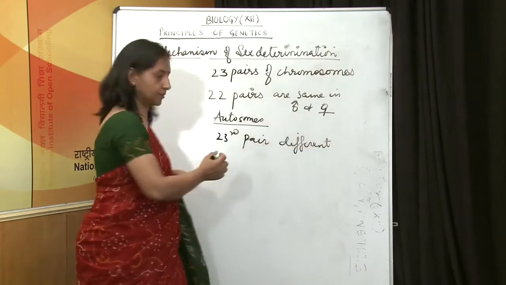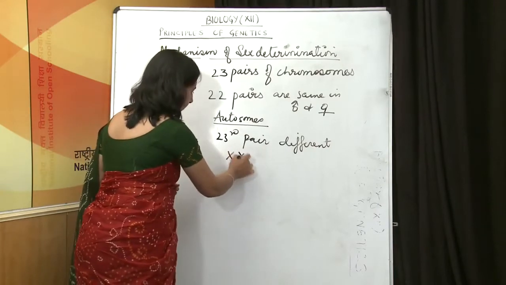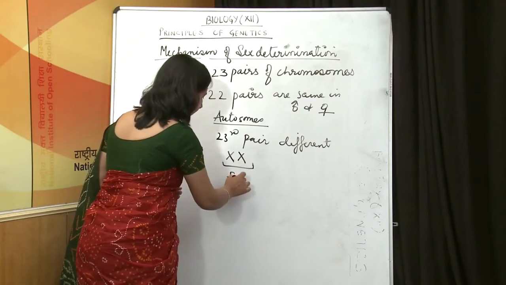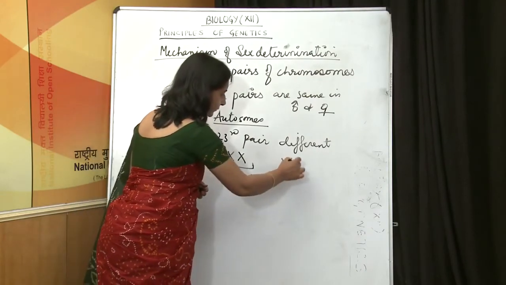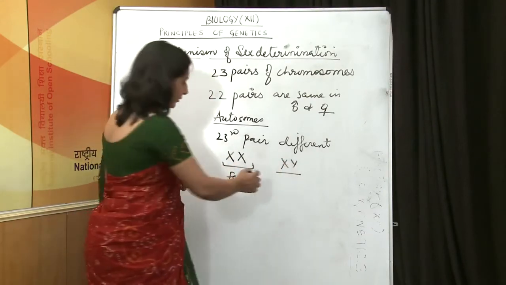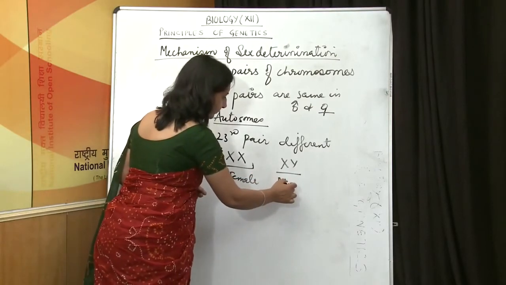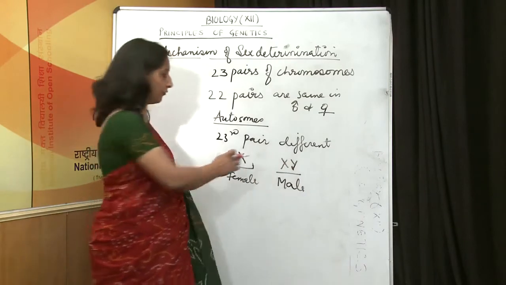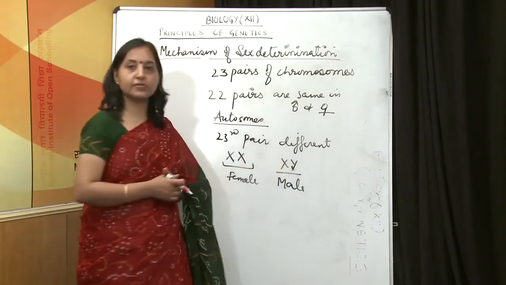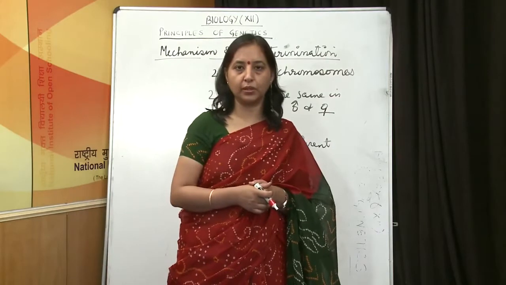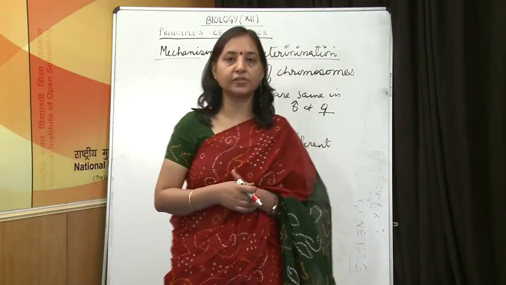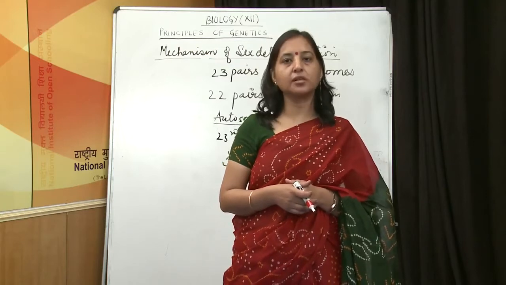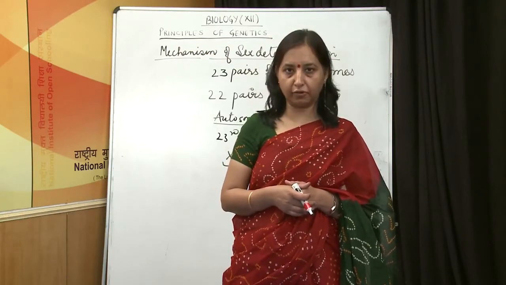It is different. If it is XX, the individual is female. If it is XY, the individual is male. So it is the presence of the Y chromosome which gives maleness to the individual. And at what stage of development is the sex decided or determined? It's only at the time of gamete formation.